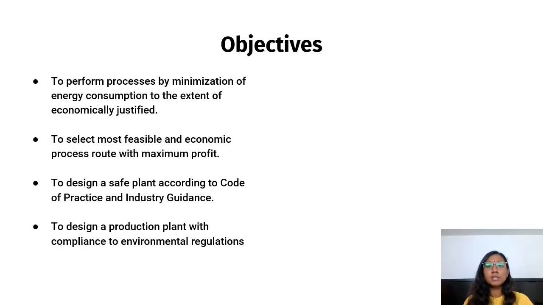Moving on, the objectives of this project. Although the main objective is to design a plant that is cost effective for Group 3 base oil, it is also important to consider other objectives as important. One of them is to perform processes by minimization of energy consumption to the extent of economically justified. Next is to design a safe plant according to the code of practice and industry guidance that also includes hazard studies. And next is to design a production plant with the compliance of environmental regulations. This is where we also take the wastewater plant regulation into consideration. The wastewater plant regulation comes under the Department of Environment.